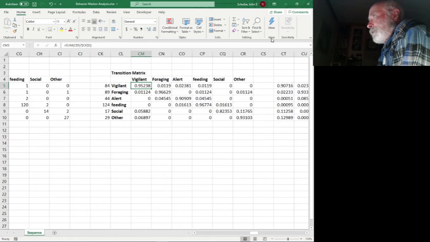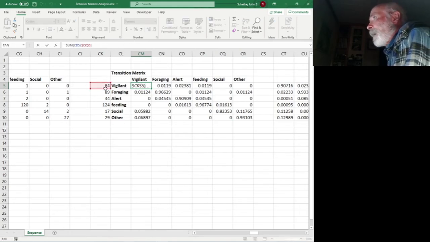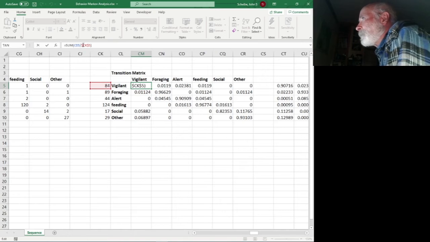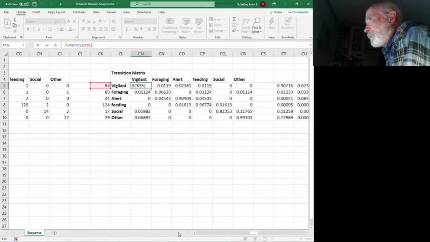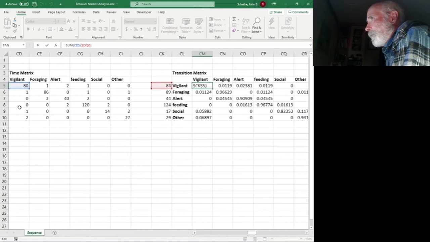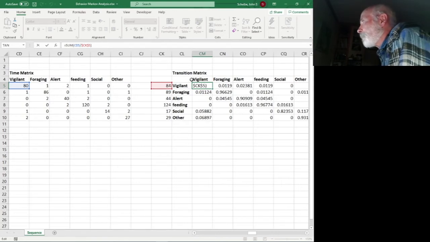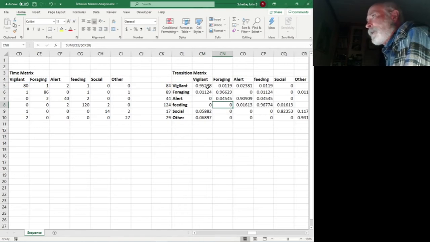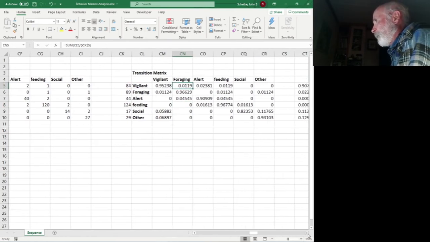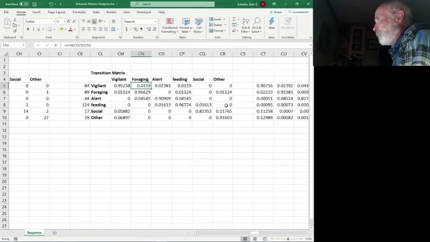So this is the probability of, if you're vigilant, then transitioning into vigilance. And you'll notice what that is. That is simply my CD5. So let's go find CD5. That's this entry right here, right? Divided by the total time the animal was being vigilant. So what do we have there? 95% of the time, if the animal was being vigilant, it continued being vigilant. And we fill in the rest of this matrix in the same way. So this then is our transition matrix.